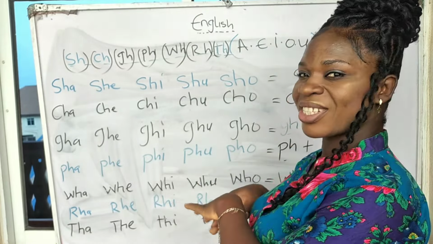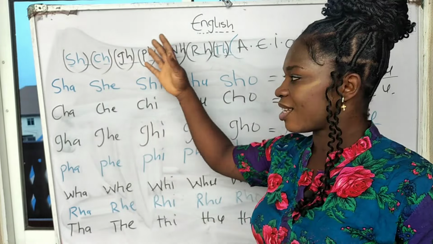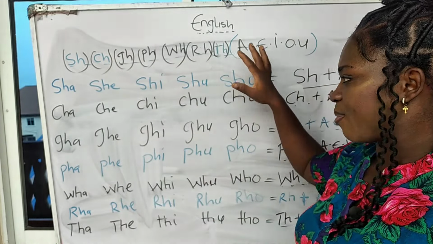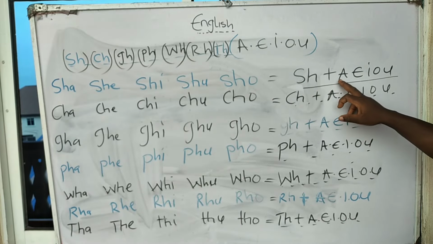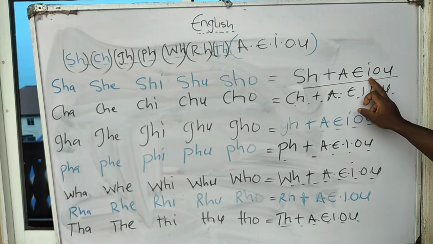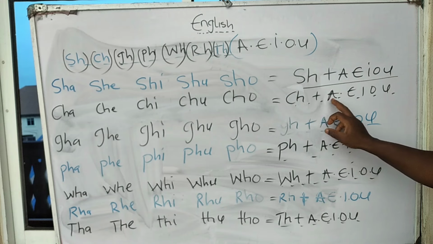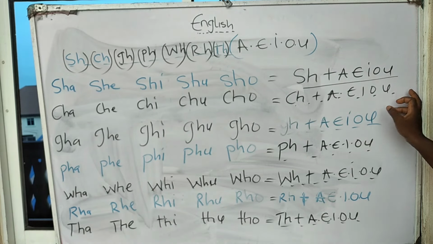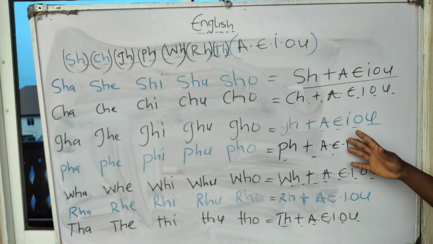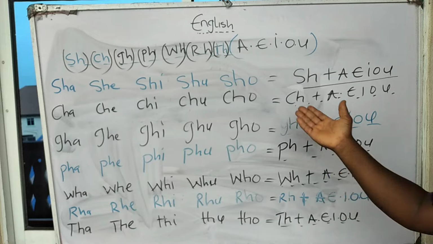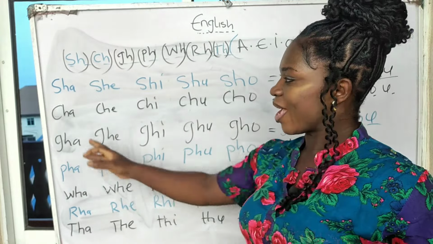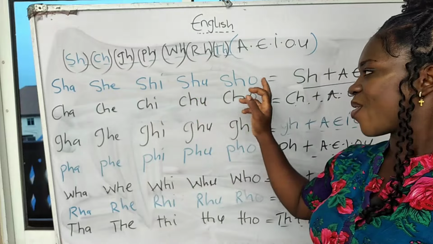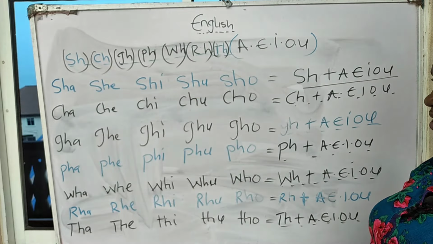So let's dive straight into what we have here. The magic that is going on on this board is this: I have SH plus the vowels A, E, I, O, U, and CH plus the vowels A, E, I, O, U. So that's exactly what's going on right here.